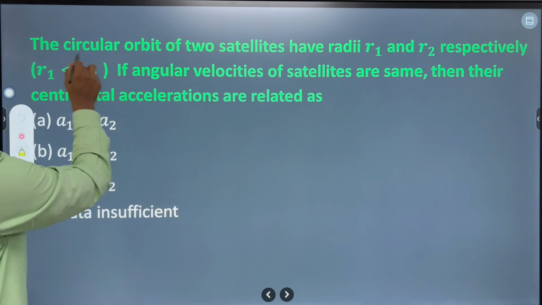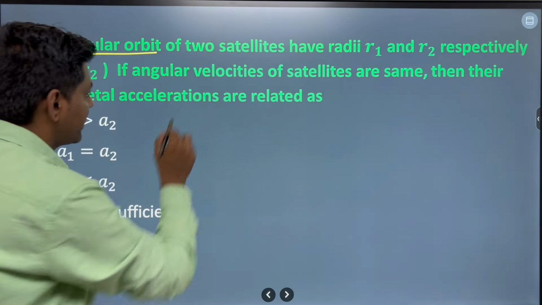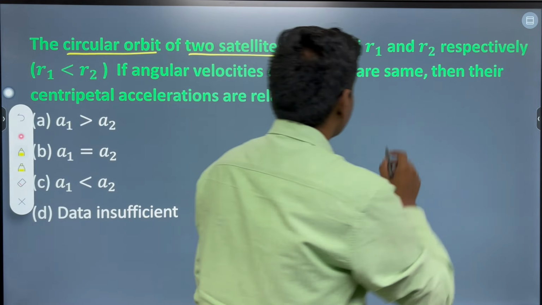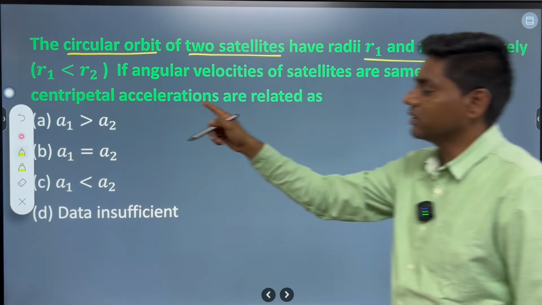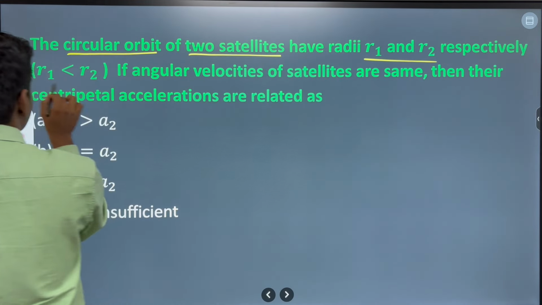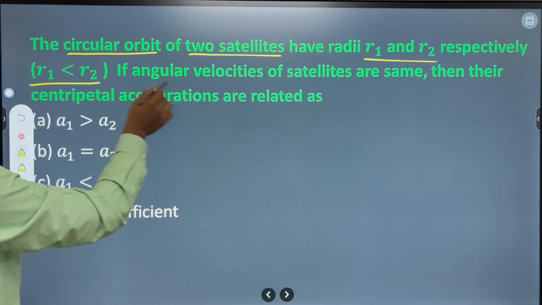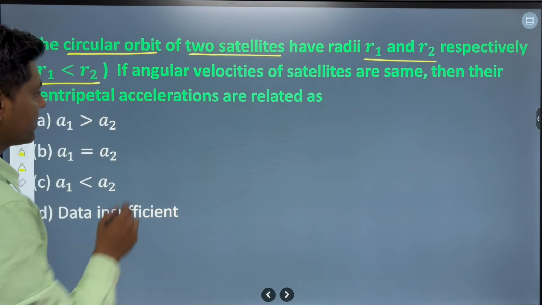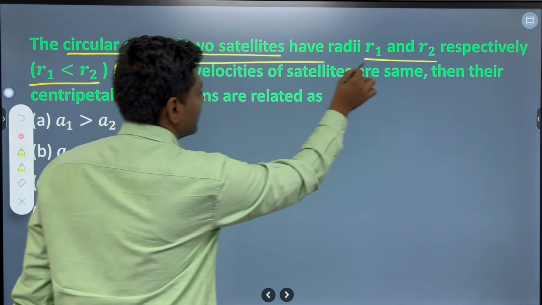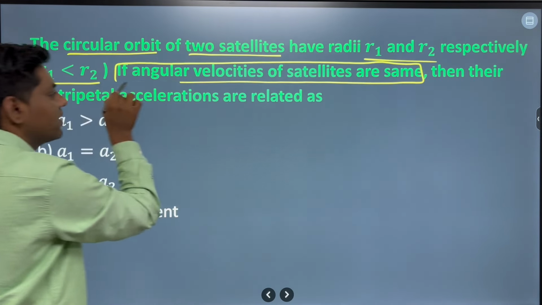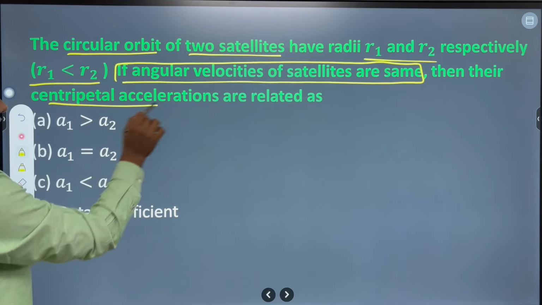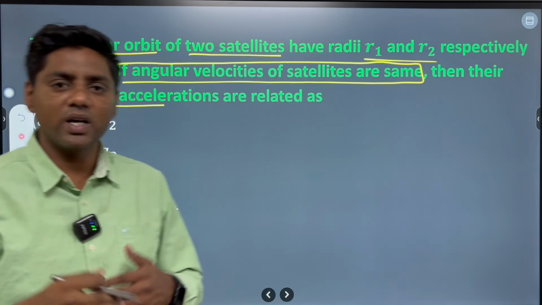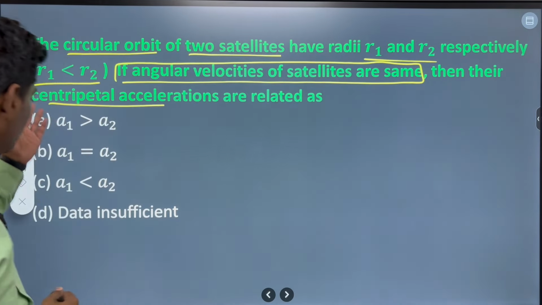For a circular orbit of two satellites, the radii are given as r1 and r2 respectively. यहाँ पे clearly mention है कि r1 जो है less than r2 है. If the angular velocities of the satellites are the same, the most important statement, then their centripetal accelerations are related as. So हमें calculate करना है उसका centripetal acceleration, and these are the options.